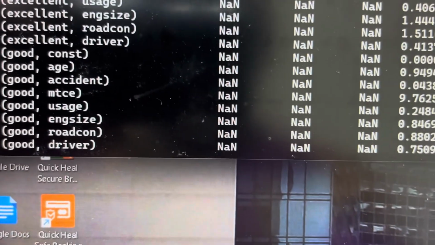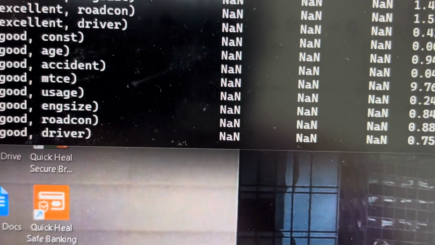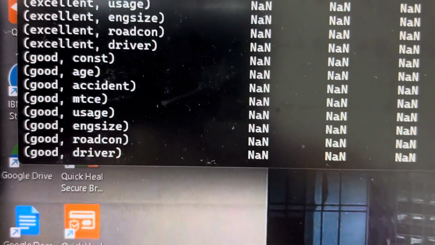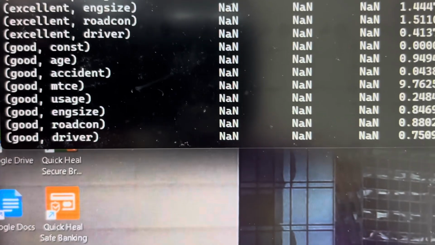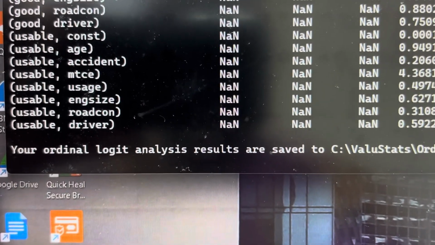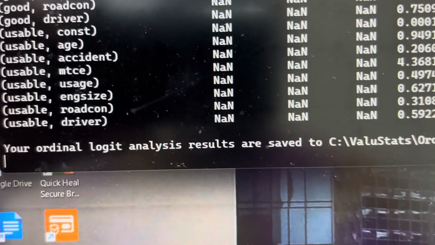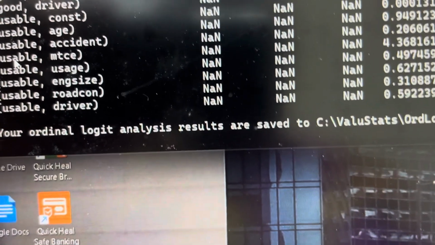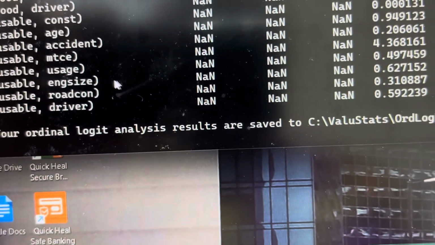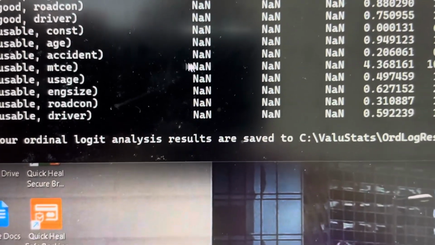Now you leave the excellent condition to good. Good also compares to all the other ones except the one that has compared with it before, which is excellent. Now when you leave good, it will go to usable. Usable compares with all others also except the one that compares with it before. So, that's what we have here now.